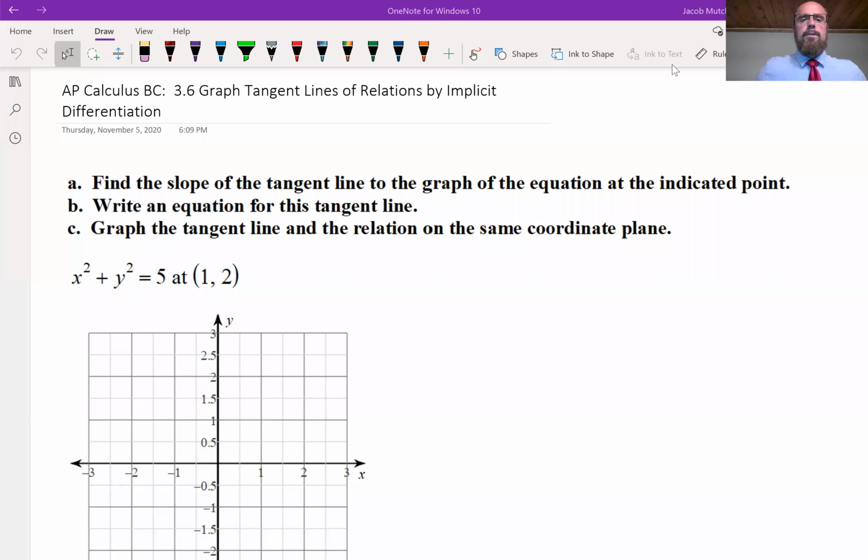Welcome to Calculus. Today we will investigate graphing tangent lines of relations by implicit differentiation. Let's take a look at one example.